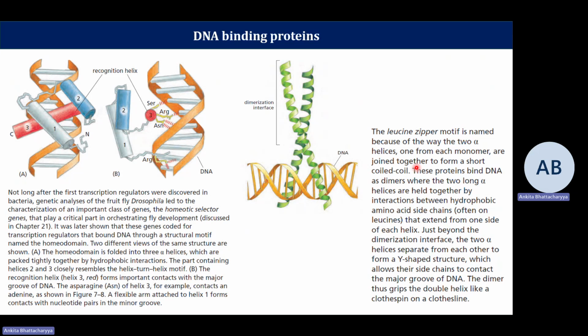Just beyond the dimerization interface, the two alpha helices can then separate from each other to form a Y-shaped structure, which allows the side chains to interact with DNA at the major groove. The dimer that grips the double helix is much like a clothespin on a clothesline. So basically, think of it as two tongs which are able to bind to DNA upon recruitment, and they act as transcriptional regulators as well.